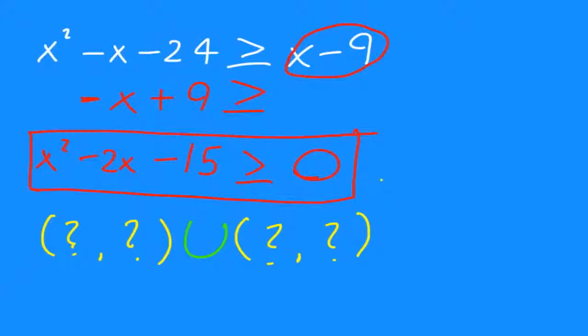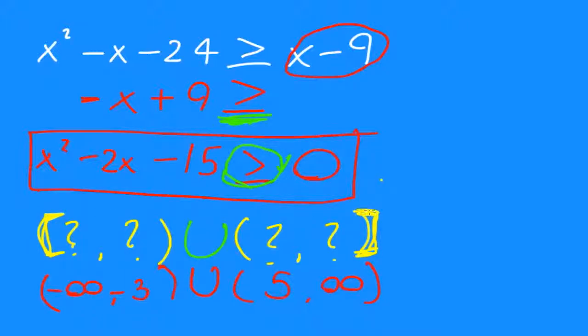So let's plug it in. Negative infinity to negative 3, and U, 5 to infinity. But wait, when you have a greater than or equal to sign, or whenever you have a smaller than or equal to sign, just when you have this line over here, you are going to have to use brackets, and brackets are just these things.